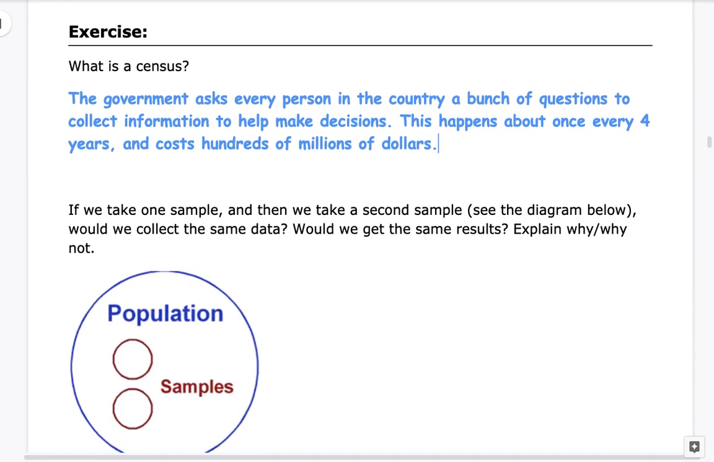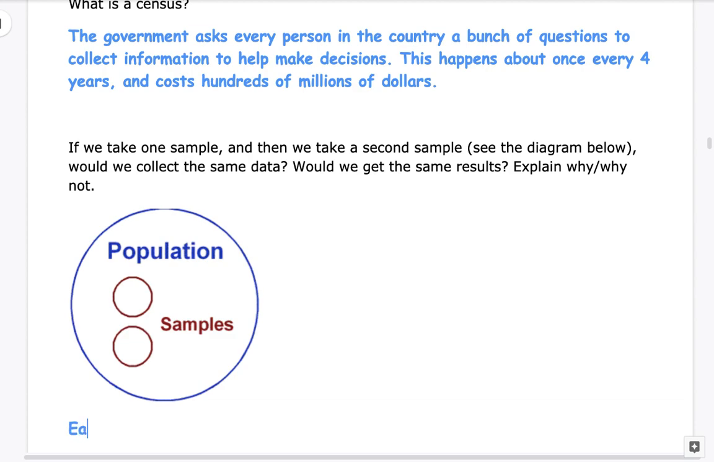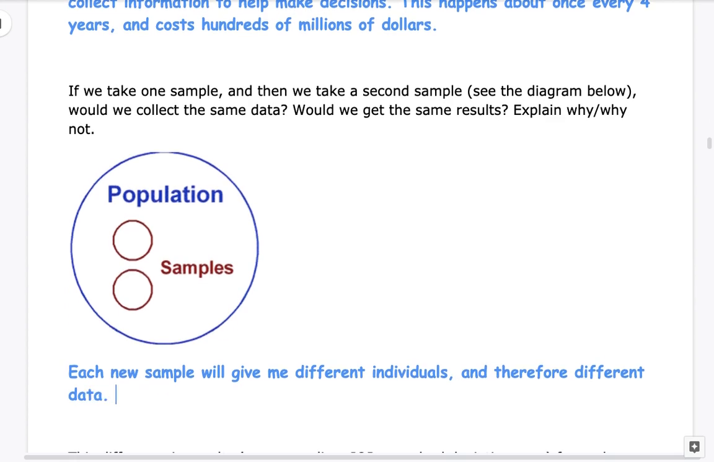Okay, if we take a sample and we were then to take a second sample, would we get the same data? Would we get the same results? So this is the idea of sampling variability, and we've got to be aware that every time I take a new sample, I'm going to get different information. Okay, so each new sample will give me different individuals and therefore different data. However, the results should be similar.